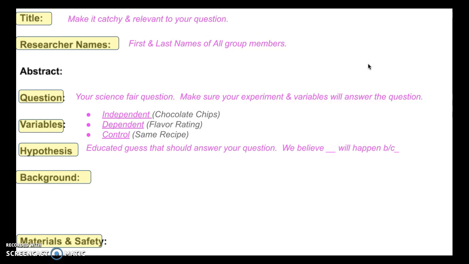Let's go into the hypothesis. A hypothesis is an educated guess that should answer your question. And the key word there is educated. Educated means you need to back it up with some sort of science or some sort of research. So when you're listing your hypothesis and you're saying, we believe this will happen, you also have to state why, and the why must be backed up in science.